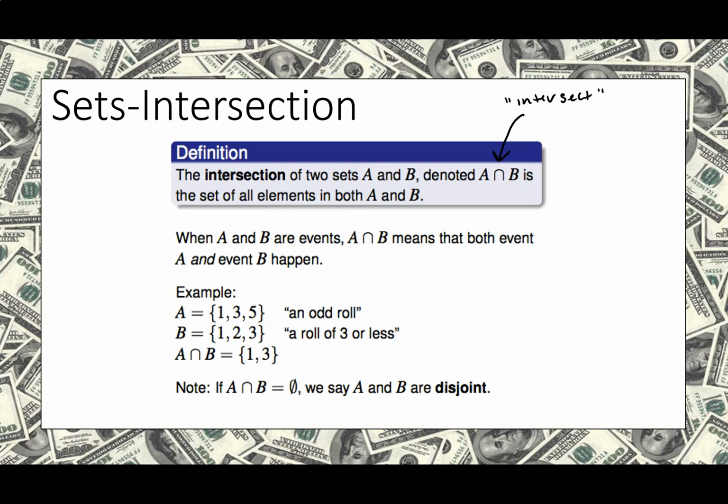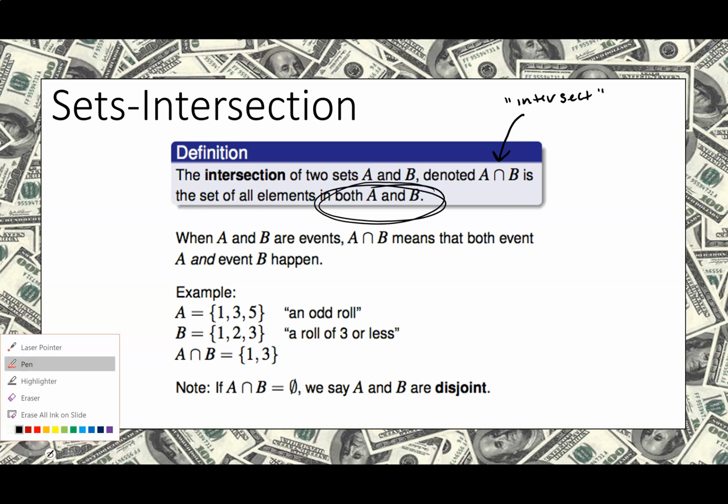So the intersection of two sets A and B, denoted A intersect B, is the set of all elements in both A and B. And the way that I remember this is by changing that ∩, actually it's not an N, but it looks like it, doesn't it, into the word A, N, D. Thinking, okay, I want to be in A and I want to be in B. So it has to be in both because it has to be in A and in B.